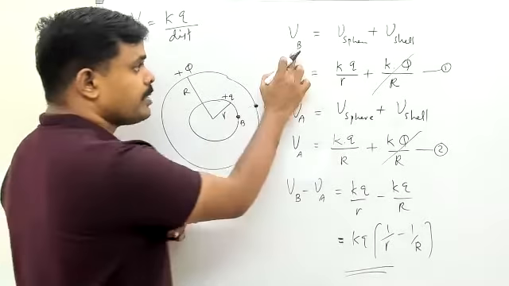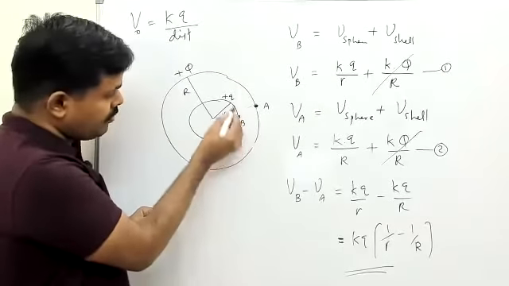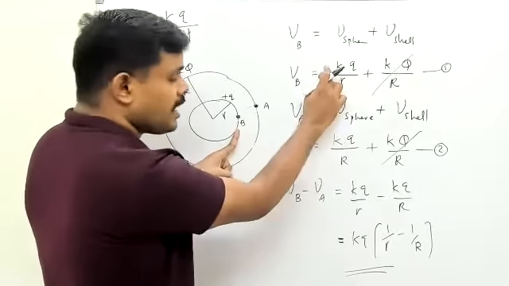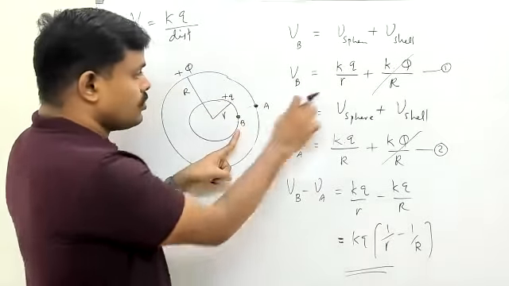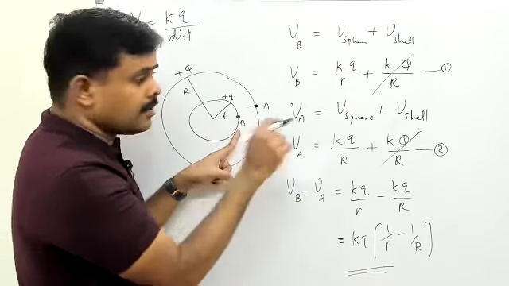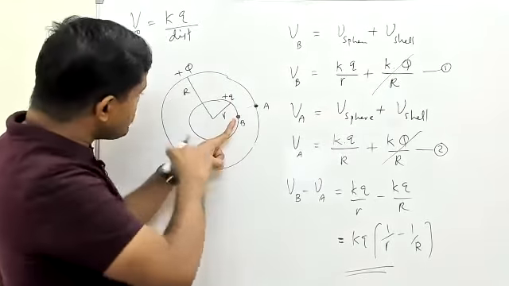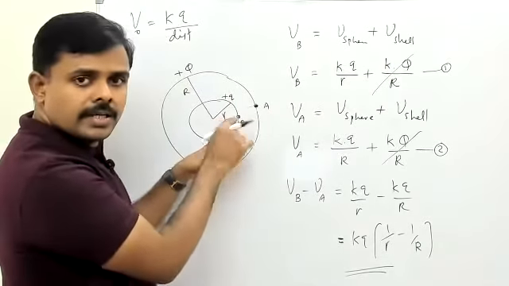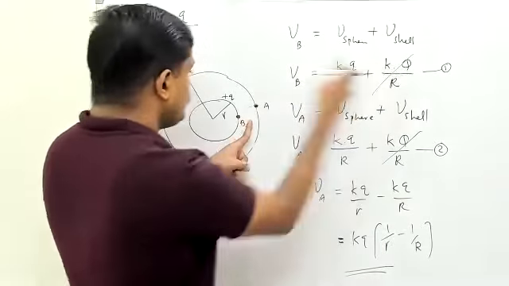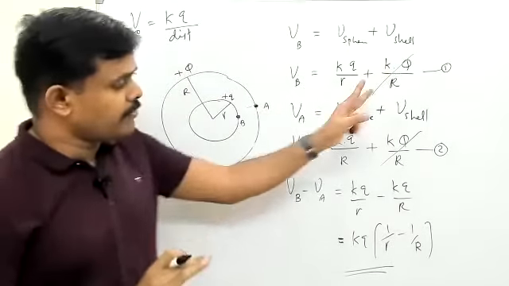Potential at B is potential due to sphere plus potential due to shell. Where is B? For the sphere, it is a surface point. It is on the surface, which means K into its charge, that is q, divided by its radius, that is r. That is how you take surface potential, Kq by r. Plus, what about that due to shell? For the shell, this point is an inside point. Inside the shell is same as surface. K into its charge divided by its radius, KQ by capital letter R. So I'm done with the first equation.